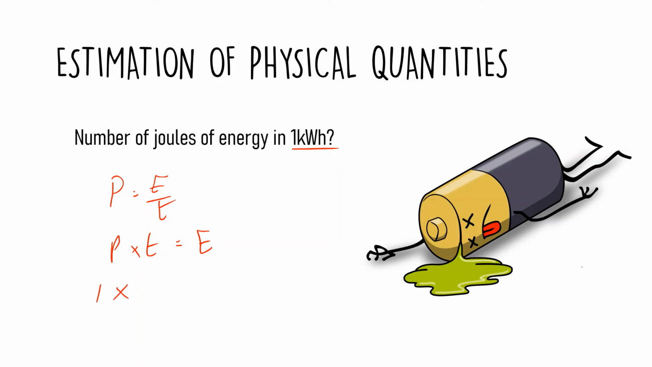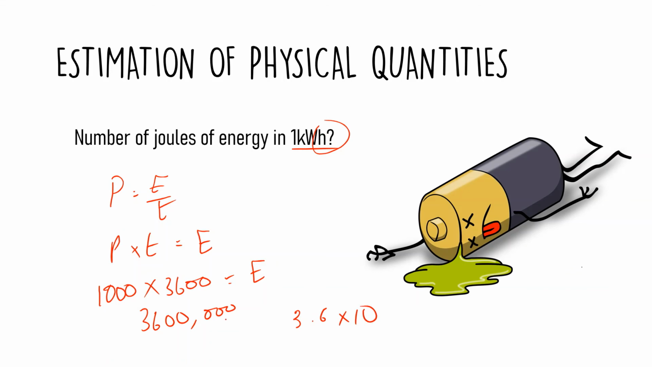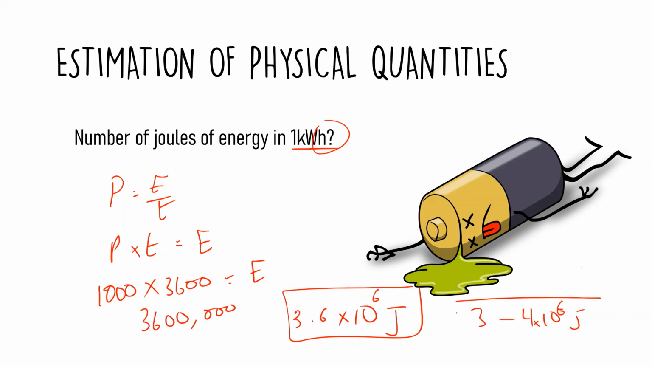Now remember that this is 1 kilowatt. So we must first convert it into 1000 watts. And then I'm going to multiply this by 3600 because remember this is kilowatt hour. In energy, if you want to find joules, you should take the SI unit. So I take watt for power and time as seconds, and the answer turns out to be 3.6 times 10 raised to the power of 6 joules. And so the examiner was also accepting answers anywhere between 3 to 4 times 10 raised to the power of 6 joules.